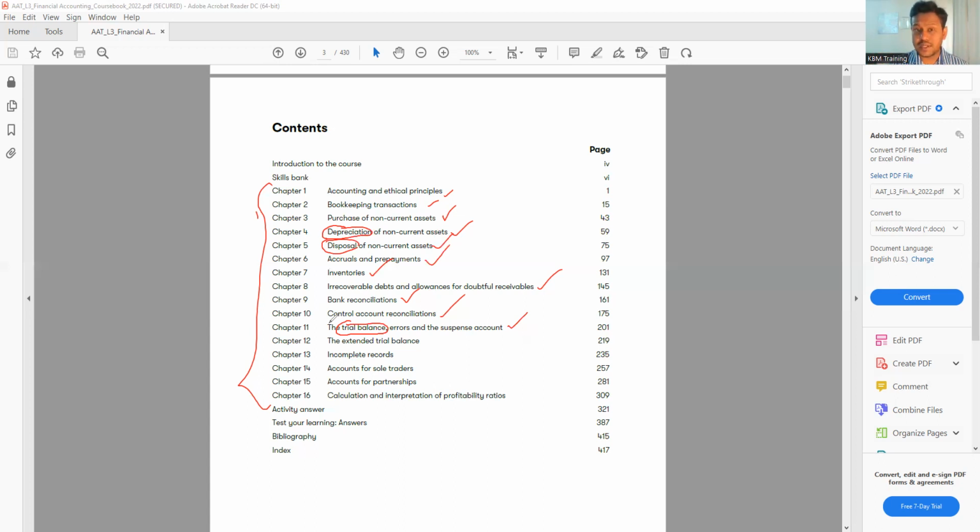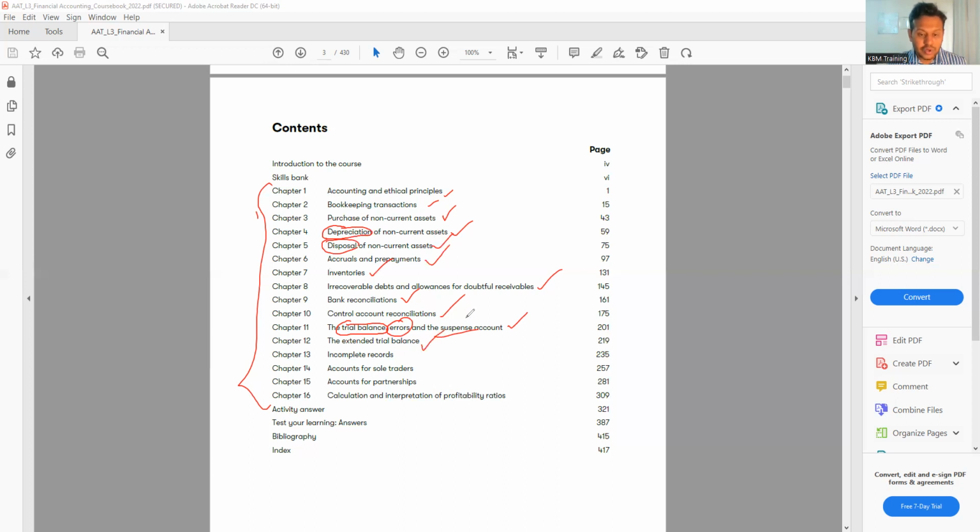Trial balance has two sides, debit side and credit side. So the debit and credit have to match. Now, for any reason, if it doesn't match, for example, debit side is 10,000 and credit side is, for example, 9,000, the new account will be created and we call it suspense account. So the suspense account could be created because of an error. We're going to look at all of this in chapter number 11.